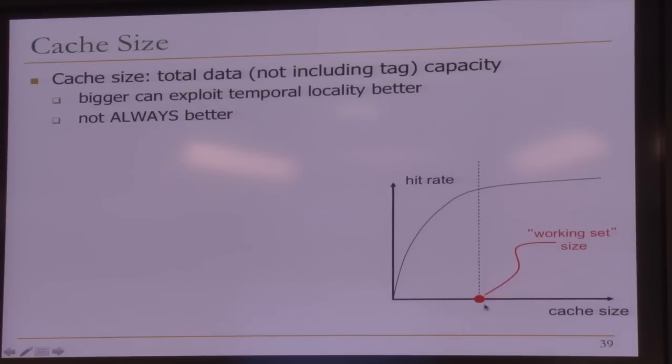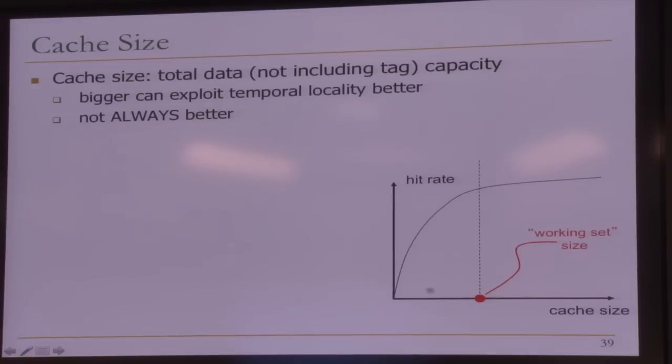You can have zero hit rate for a long time if your cache is thrashing, for example, right? You could actually have the same behavior that we showed in the sets if you don't have enough blocks in your cache. So bigger caches can exploit temporal locality better, but not always better because of what I said, right? You may not have enough blocks in the cache to keep your working set.